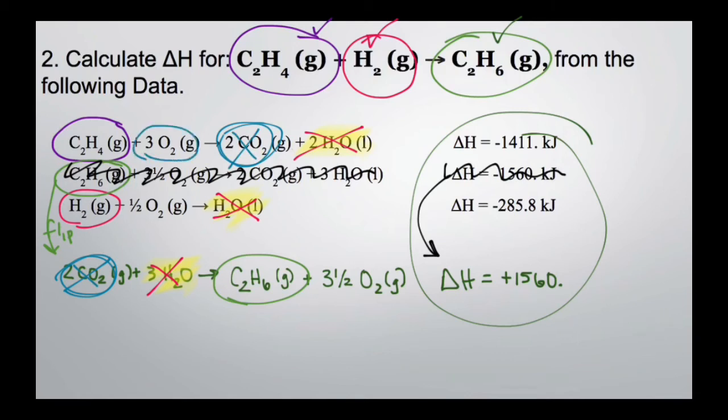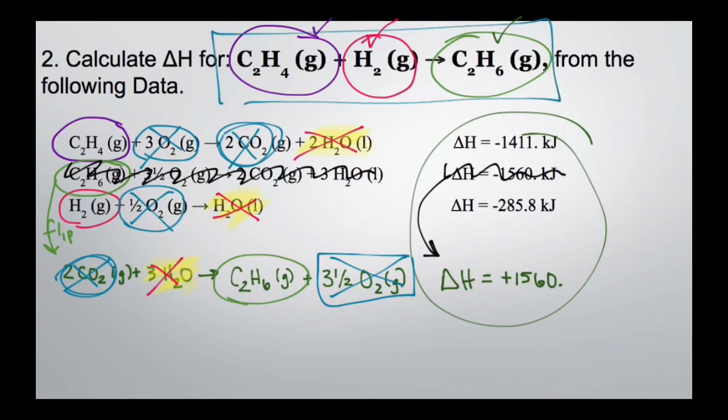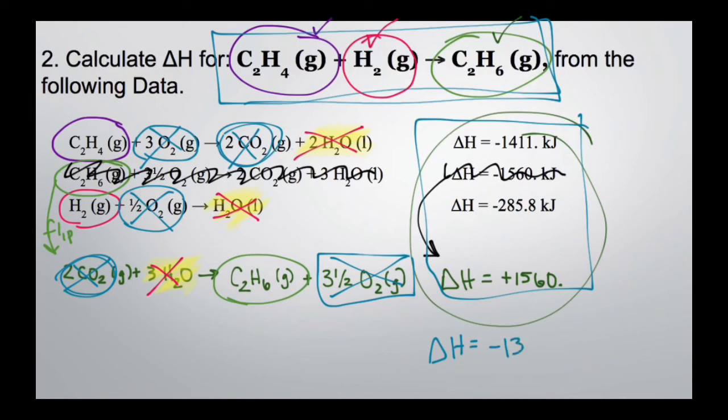And then our O2s, I have 3.5 on the reactant side, and I have 3.5 on this product side. So after taking a little time to make sure, yes, all of those pieces do cancel out and leave me only the substances I wanted in my overall. So I can be 100% confident that I just need to add up these numbers to get my final delta H for this reaction. And as long as we are careful about our signs, the final answer here comes out to 136.8 kilojoules.